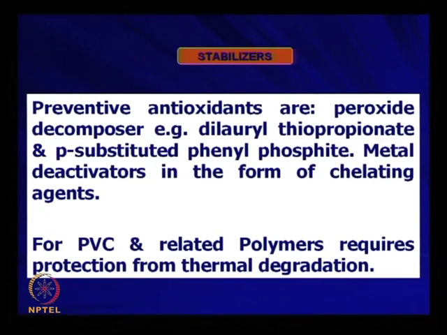And other stabilizers are preventive antioxidants, peroxide decomposers, dilauryl thiopropionate, para-substituted phenyl phosphate, and metal deactivators in the form of chelating agents. So, phosphorus derivatives, phosphoric acid derivatives, or thiol derivatives, amine derivatives, thiol compounds, amine compounds, phosphorus-based compounds, these are used as stabilizers for polymers in general.